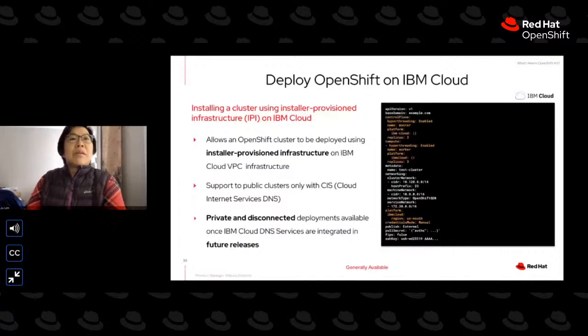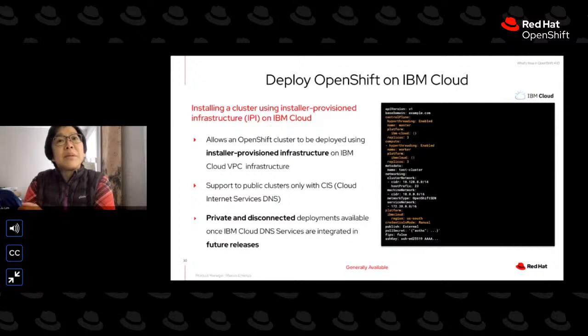So for IBM Cloud, you can now deploy OpenShift clusters on IBM Cloud for IBM Cloud VPC infrastructures. Note, we only support this with IBM Cloud VPC infrastructure, and if you're using IBM Cloud Classic infrastructure, that is not currently supported. In this particular release, we're also only supporting Cloud Internet Services DNS or CIS and not the IBM Cloud DNS services. What this means is that only public clusters can be created at the moment. In the future, we're looking to support private DNS so you can create private clusters.